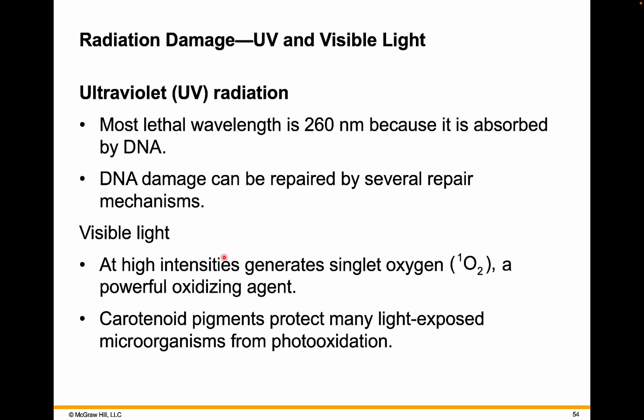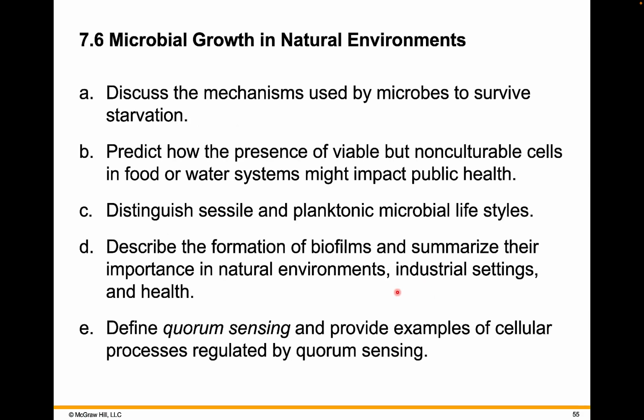Visible light, on the other hand, at high intensities generates singlet oxygen, which is atomic oxygen, 1O2. So instead of O2, it's just O, and this is a powerful oxidizing agent. The carotenoid group of pigments, which you find in carrots as well, can protect many light-exposed microorganisms from what is called photooxidation, which is due to the singlet oxygen.